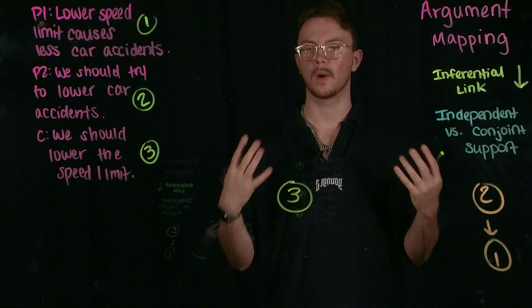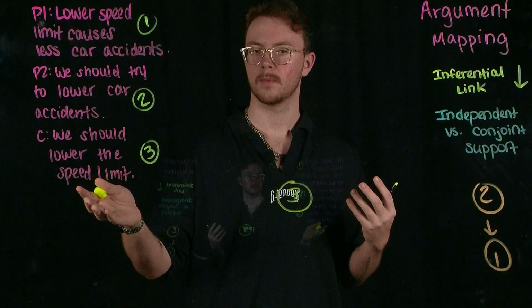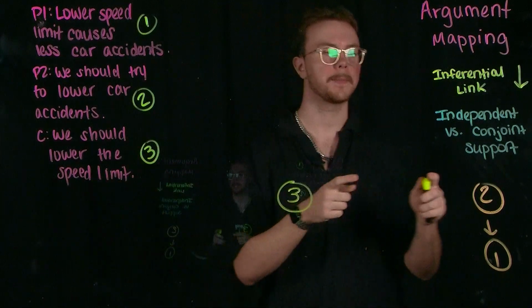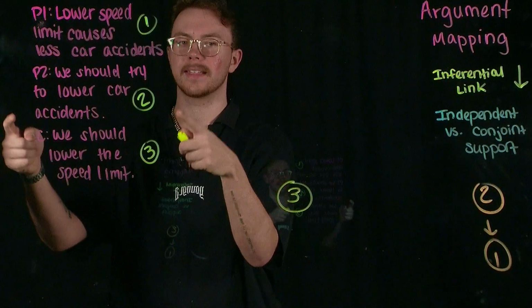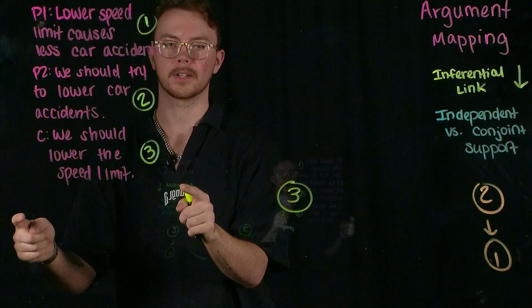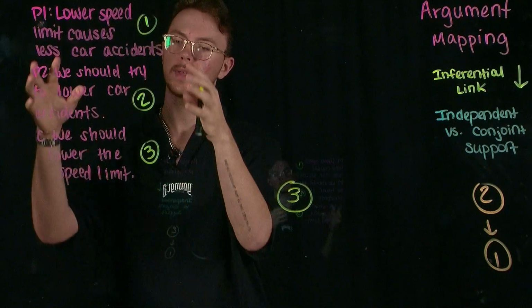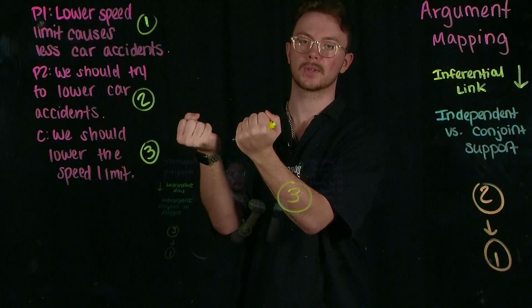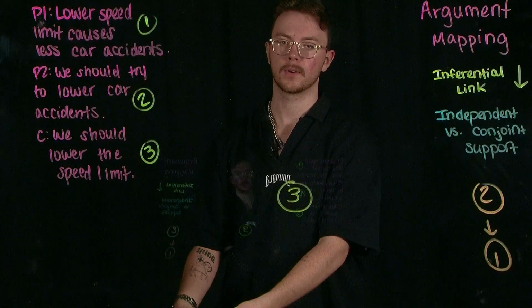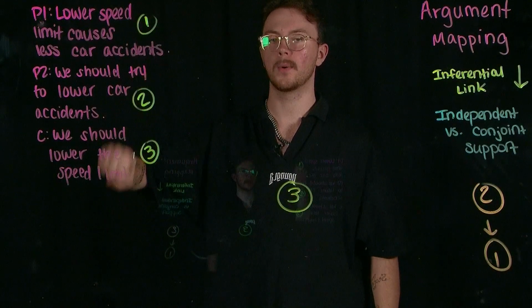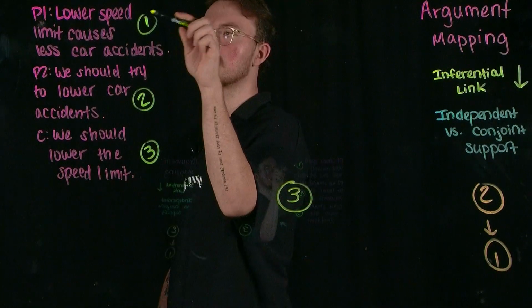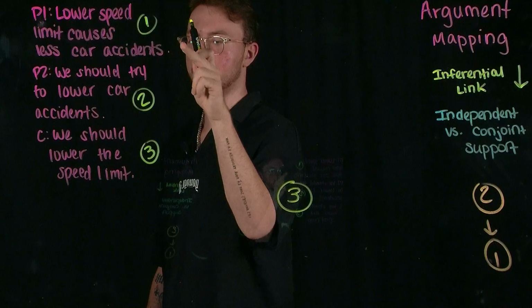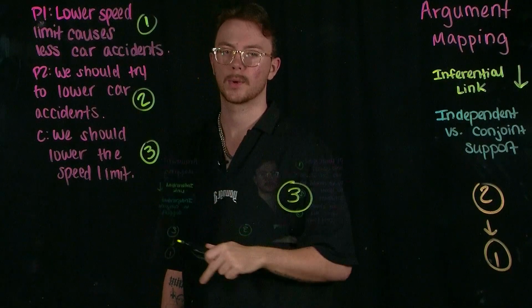Here's my argument. What is it that I believe? Why do I believe it? These two things. Independent versus conjoint support tells me about the way these reasons I believe my argument are behaving. Do they both have to be true together in order for 3 to be true? Or are they both independently just adding reasons to believe number 3? Does lower speed limits causing less car accidents mean by itself we should lower the speed limit?